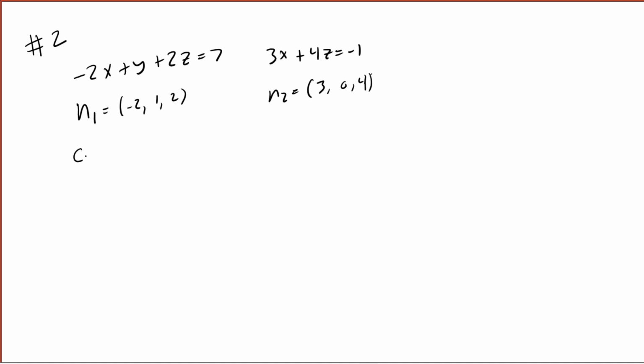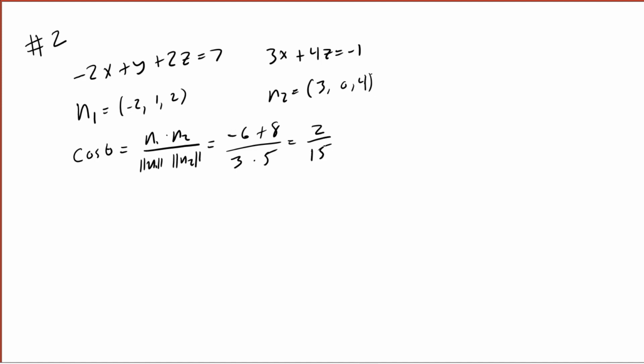The cosine of the angle between the planes, we just said, is the cosine of the angle between the normals, which is n1 dot n2 over the norm of n1 times the norm of n2. So n1 dot n2 is -6 plus 8, over the norm of n1, which is the square root of 4 plus 1 plus 4, that's 9, square root, we get 3. And 9 plus 16 is 25, square root, we get 5. So this is going to be 2 over 15, which was answer choice A.